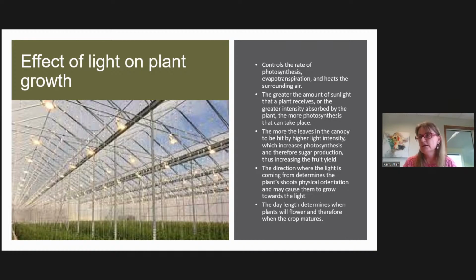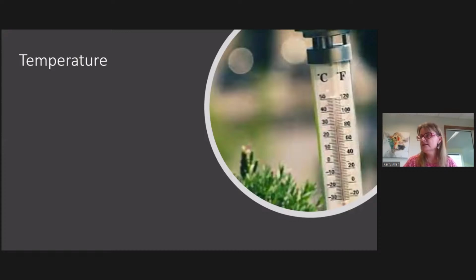So this is relating to the merit part of it, and we'll come back in a moment. And then moving into looking at the light, the direction where the light is coming from will, as I say, determine the way the plant grows. And lastly, day length will determine that flowering and when the crop matures. Okay, we'll move on to temperature.